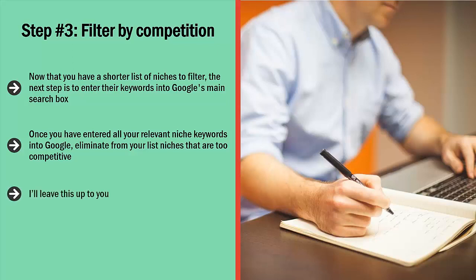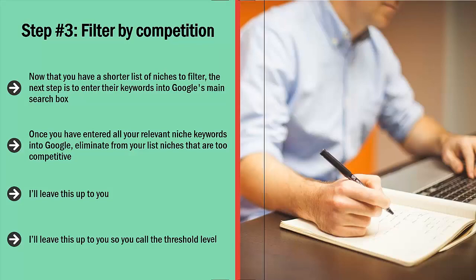I'll leave this up to you. It all boils down to your comfort level. Some people are comfortable with a tremendous amount of competition. Other people would like something more manageable. I'll leave this up to you, so you call the threshold level. Maybe you can deal with 1 million pages. Perhaps you are more at ease with 300,000 or fewer pages. Whatever the case may be, apply it uniformly across all the niches you have left on your list.